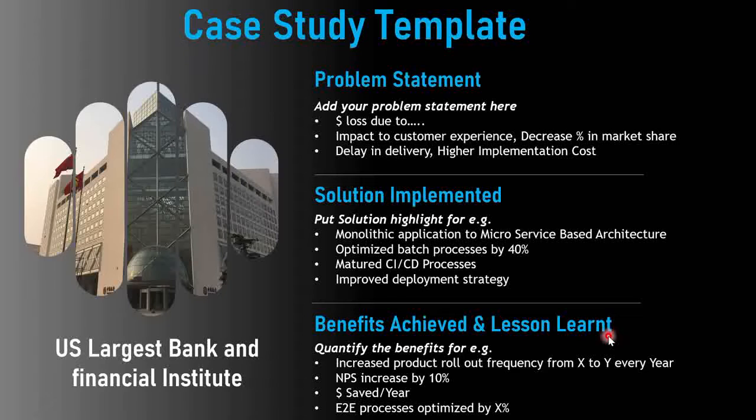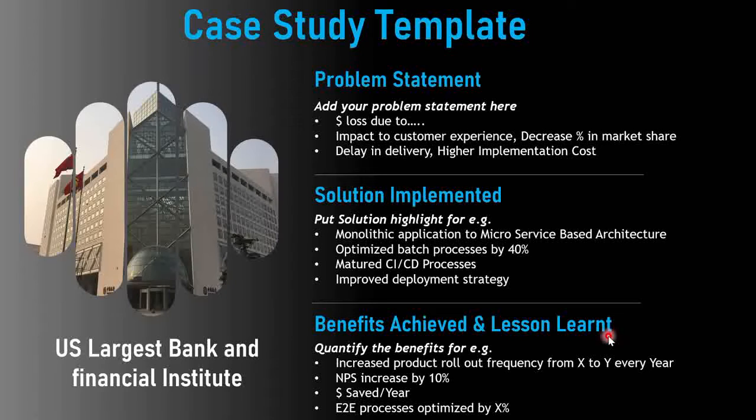Second section is the solution implemented, and whatever I have put here are sample messages. For example, I am saying that I have moved from a monolithic application to a microservice based architecture. I have optimized my batch processes by 40%. I have matured my continuous integration, continuous deployment, CI/CD. I have improved my deployment strategy. Similarly, there could be other pointers we want to put under solution implemented.